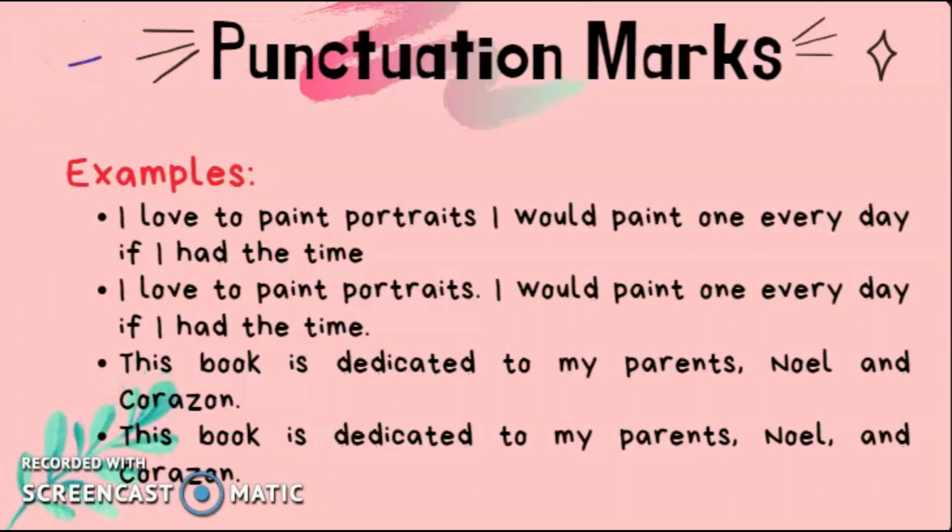In the third example, the sentence denotes that the author's parents are Noel and Corazon. In the fourth example, the use of the serial comma denotes that the book is dedicated to 4 persons: the author's mom, the author's dad, Noel, and Corazon. The simple act of adding a comma completely changed the meaning of a statement.